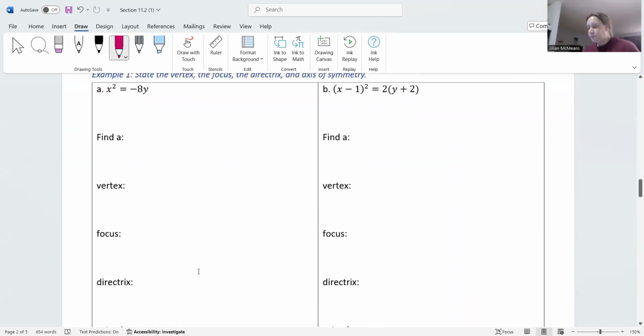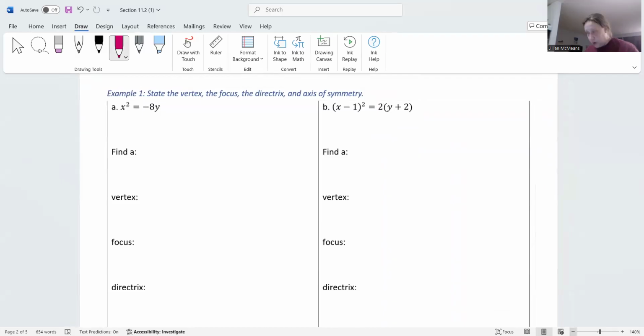Okay, so example one, we're going to do some grunt work. Example one says state the vertex, the focus, the directrix, and the axis of symmetry. I also need to add find A. Okay, so we have these two equations. We're going to go through them step by step. We're going to find A, we're going to find the vertex, we're going to find the focus, we're going to find the directrix. We are also, I believe, at the very bottom, yes, going to find the axis of symmetry. And then in the next example, we're graphing them. So it's kind of four separate pieces, but part A, for example one, goes with part A for example two.